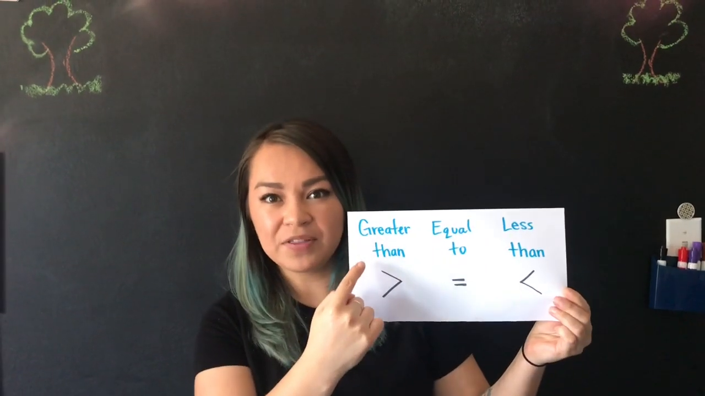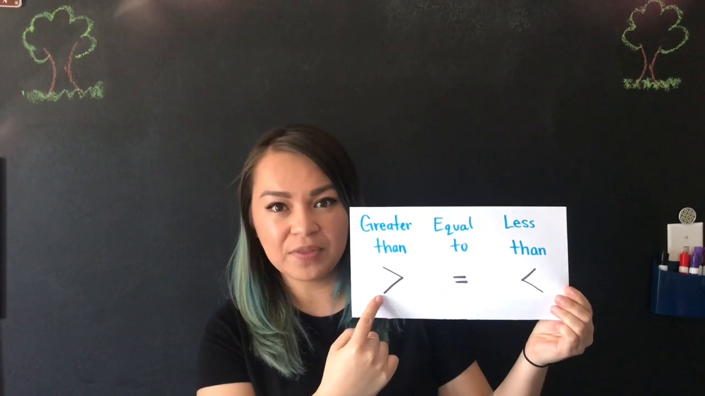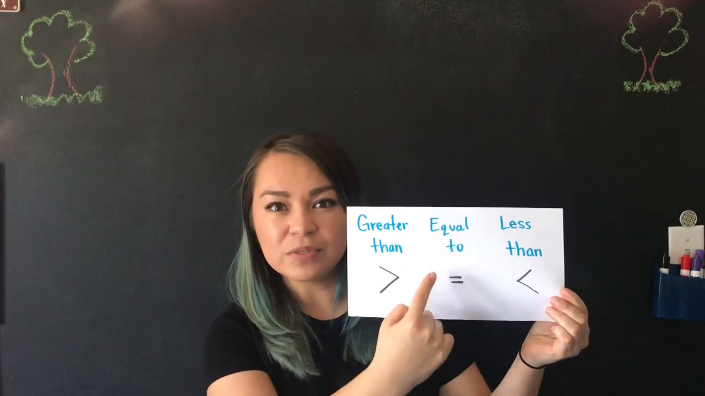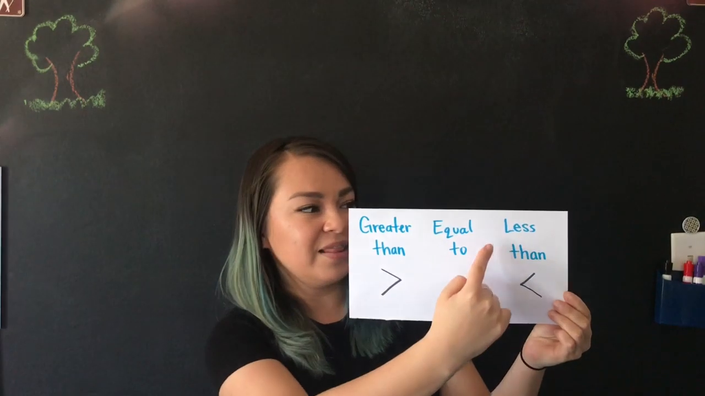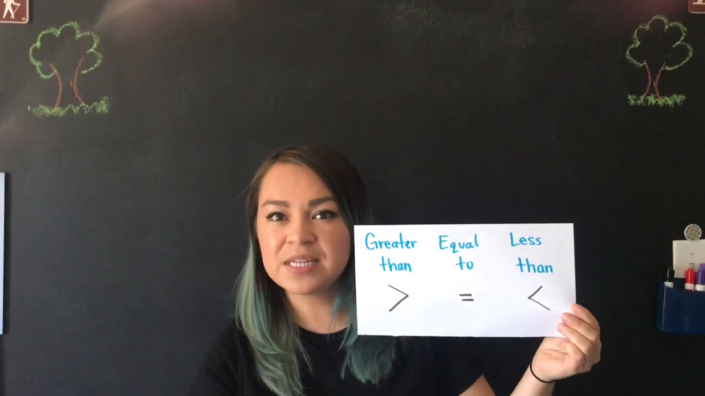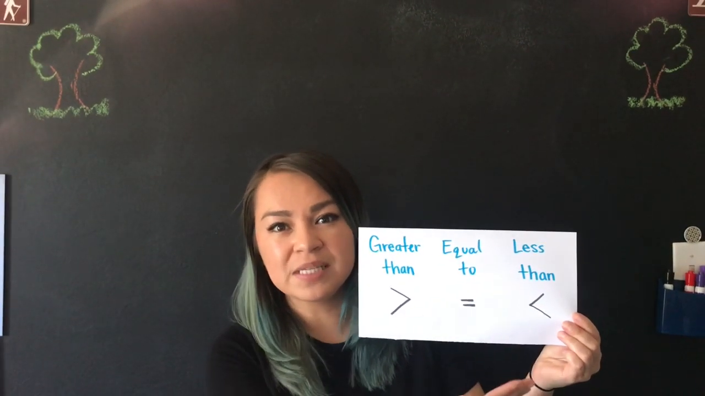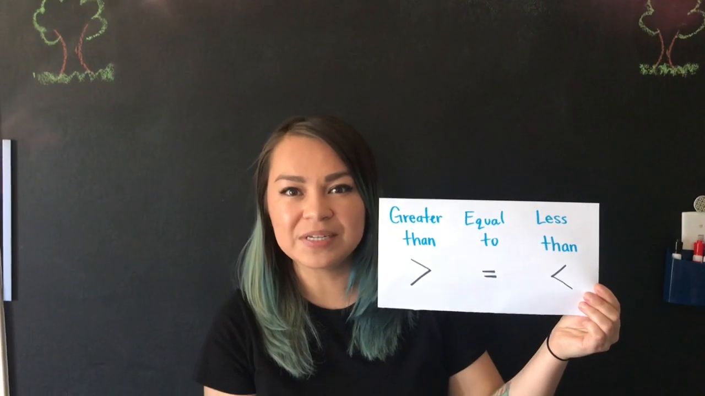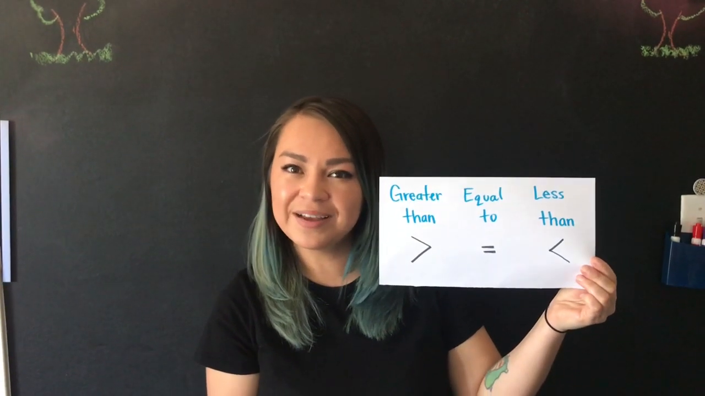Today we will be comparing two quantities, that means two numbers just like you did yesterday. But first I want to show you some symbols that we'll be using. We're going to be using greater than, and this is a symbol to show that. We'll be using equal to and less than. So today we'll be talking about how to use these symbols when we are comparing two different numbers. Let's get started.